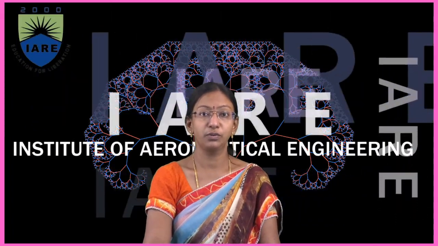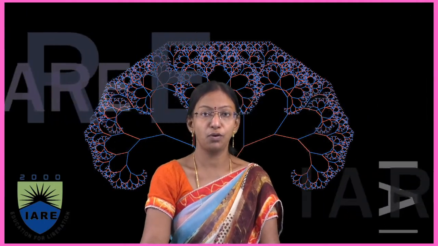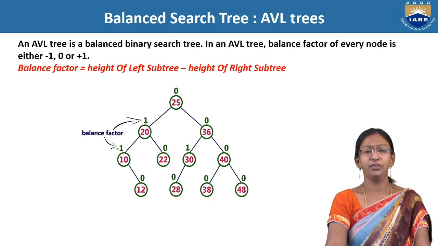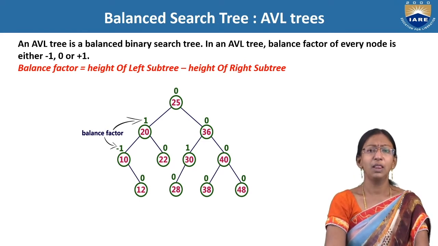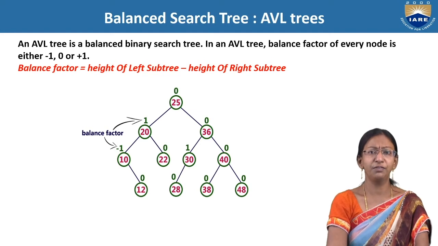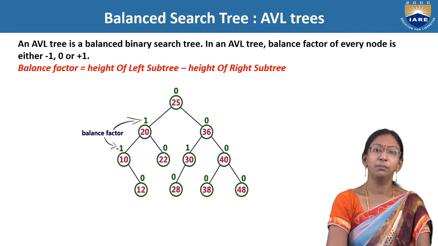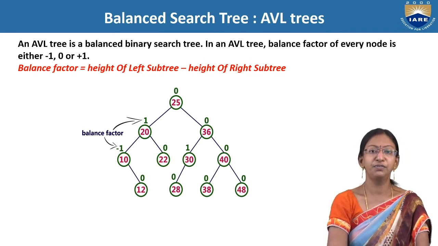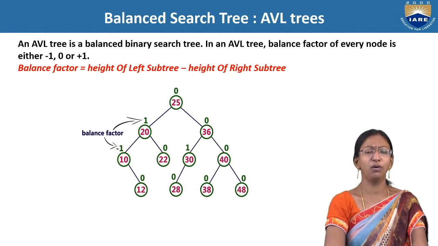Today we are going to discuss balanced search trees known as AVL trees, and insertion and deletion operations on the same. So what is an AVL tree? An AVL tree is a balanced search tree where the balance factor of each and every node must be either -1, 0 or +1. Then what do you mean by balance factor? Balance factor is nothing but the difference between the height of the left and right subtree. So the difference can be -1, 0 or 1.